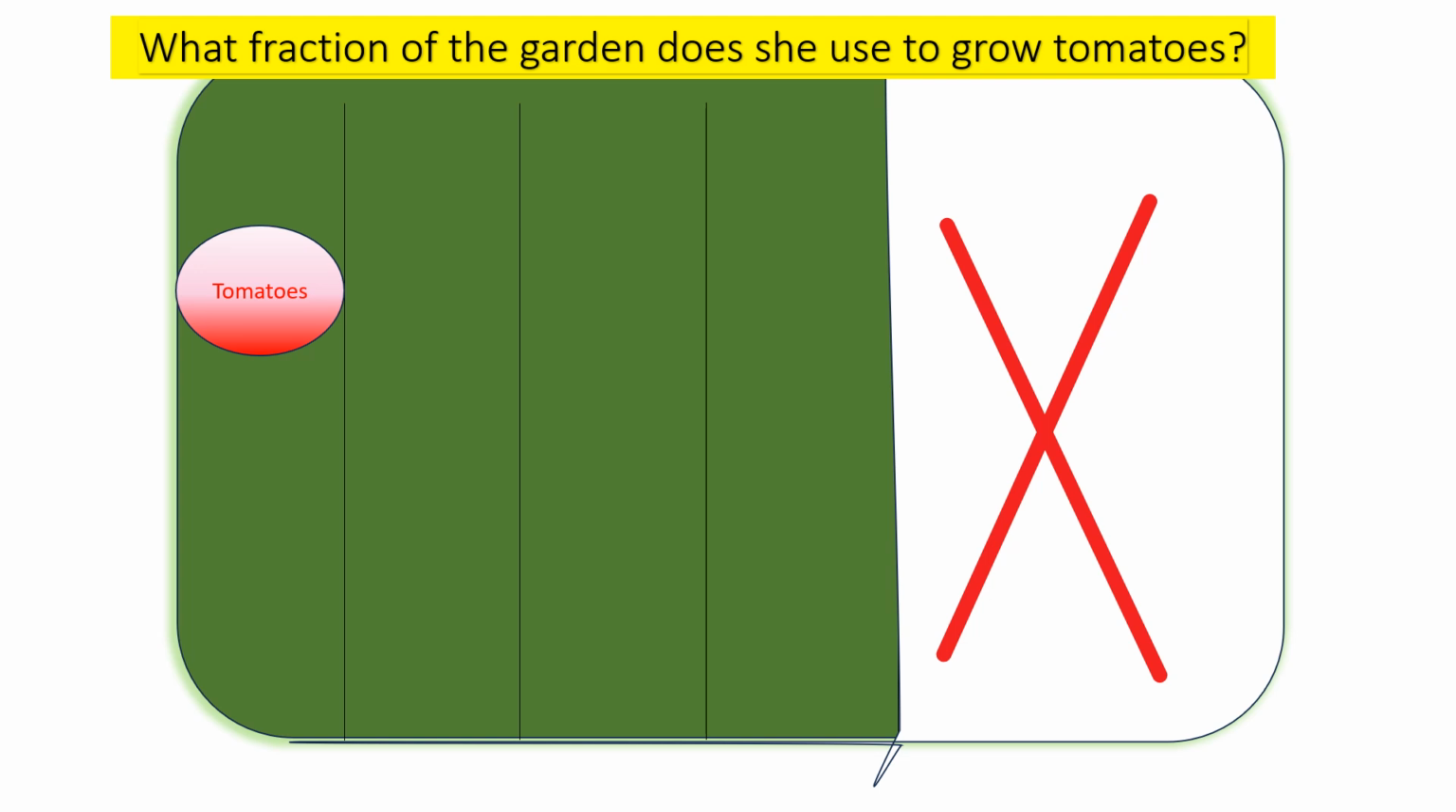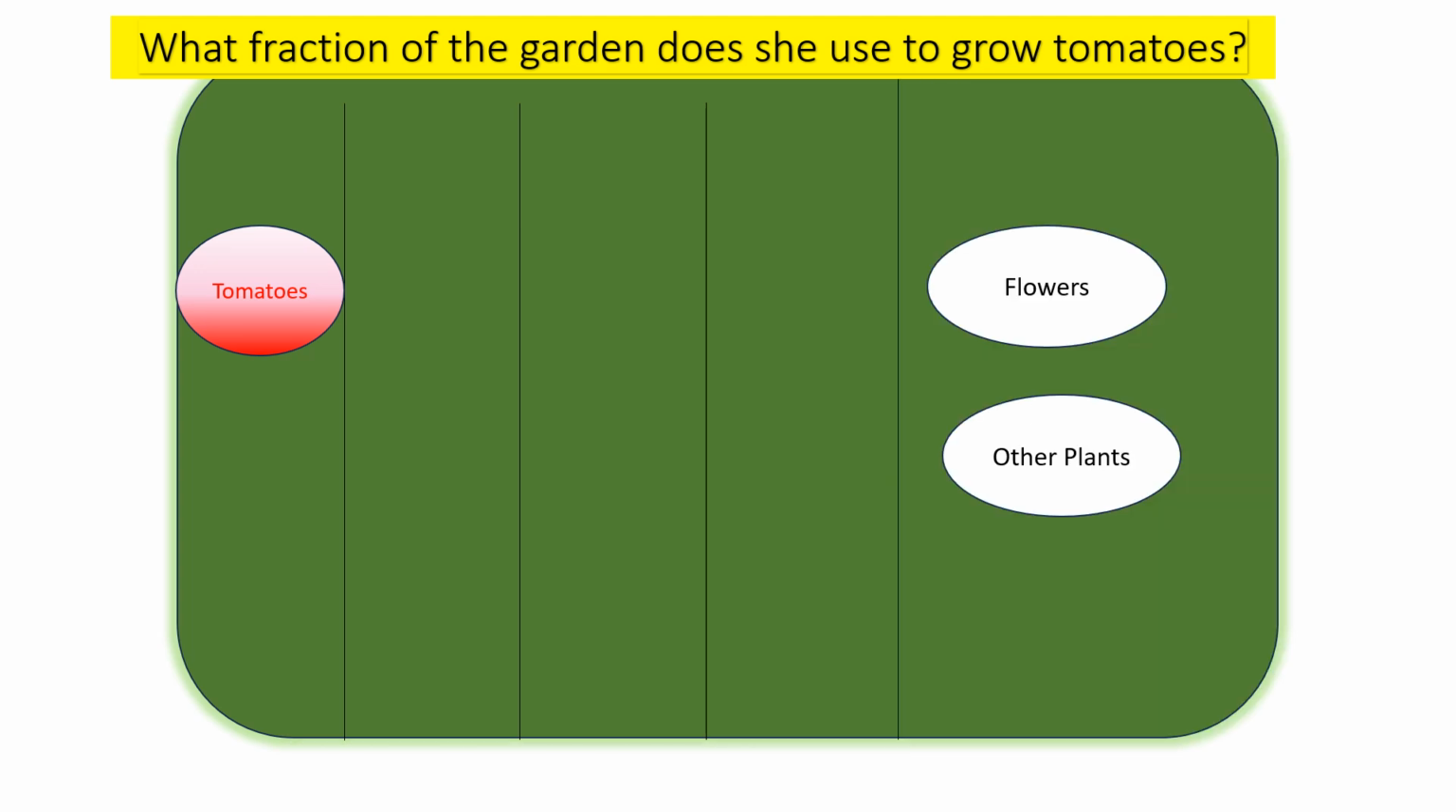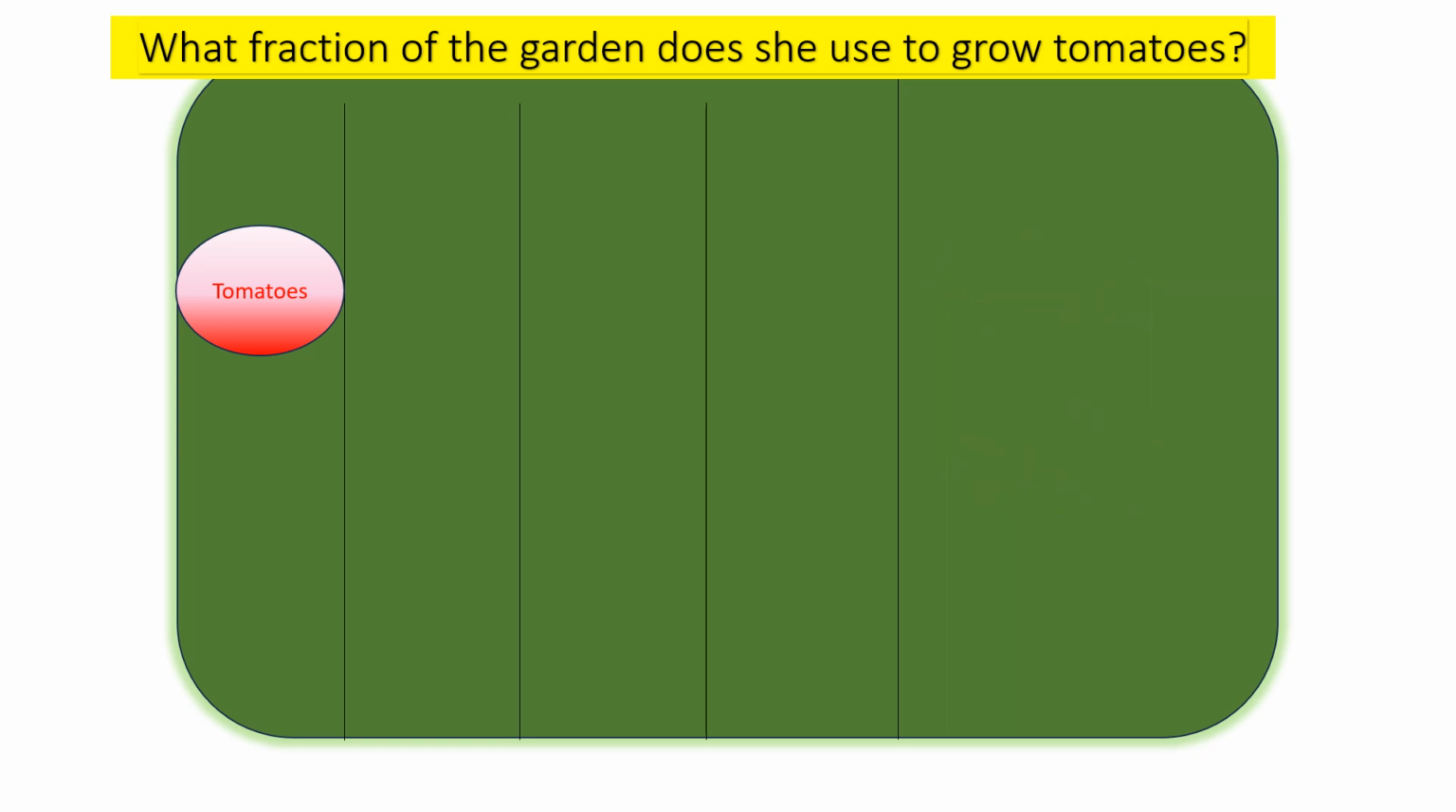But if we look at the full garden, let's just visualize the full garden, and every other part we are removing, and we are dividing the entire garden into 6 equal parts. So see, tomatoes is there in one part out of those 6 parts. So we can say 1/6 is our final answer.